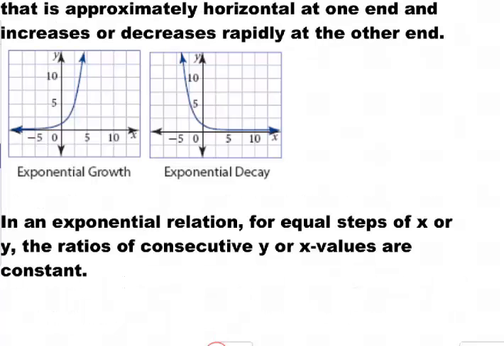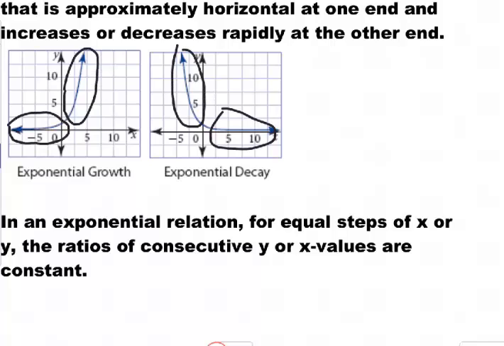In general, the graph of an exponential relation is a curve that on one side it is almost horizontal to the x-axis, as you can see here or here, and on the other side it is increasing rapidly. Here you can see the increase, and here you can see the decrease.